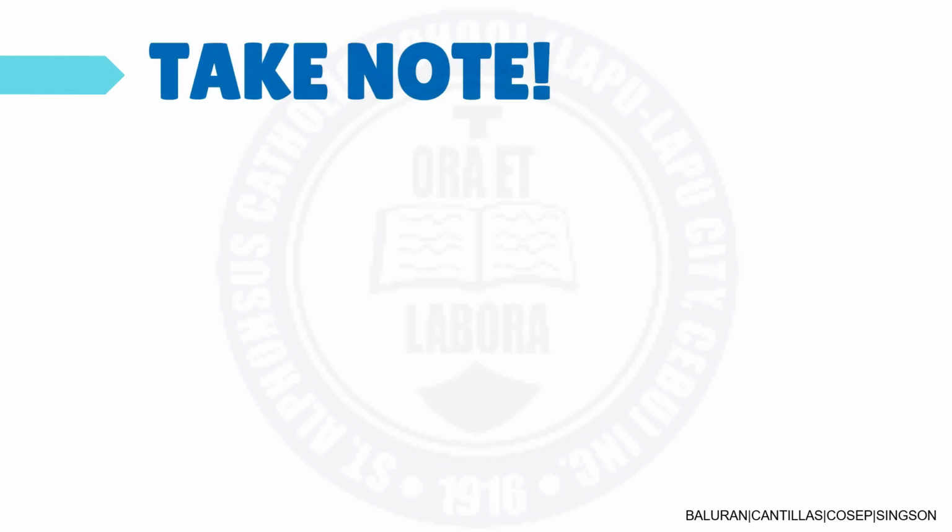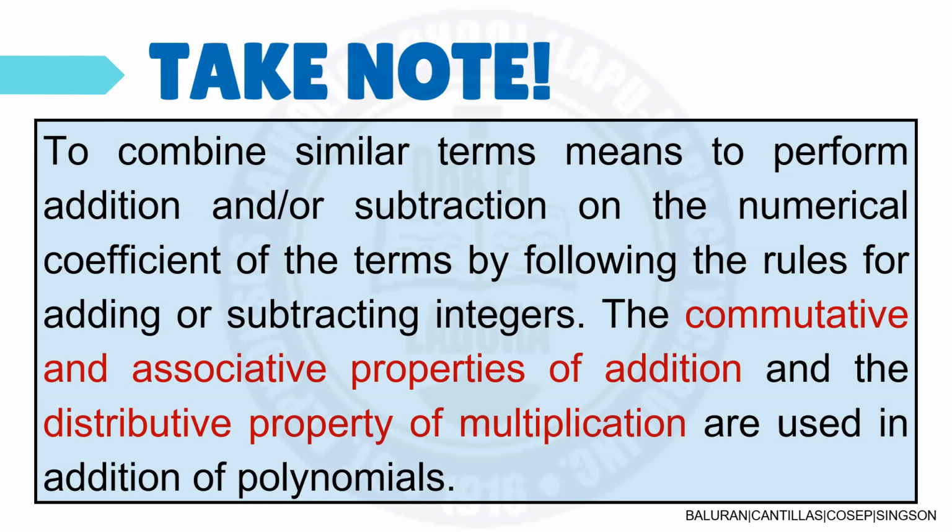Take note of these important things because this is really a big help for us. To combine similar terms means to perform addition and subtraction on the numerical coefficients of the terms by following the rules for adding or subtracting integers. The commutative and associative properties of addition and the distributive property of multiplication are used in addition of polynomials.